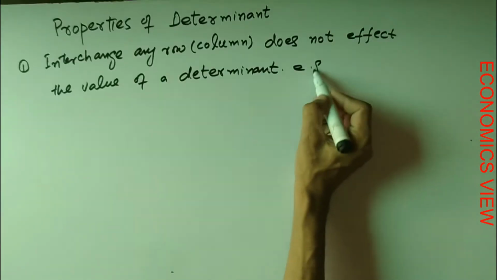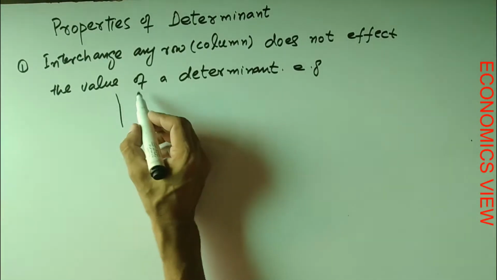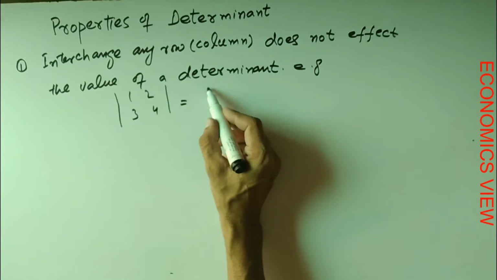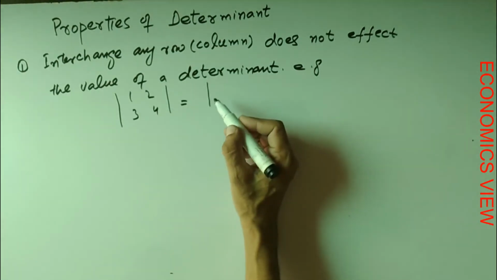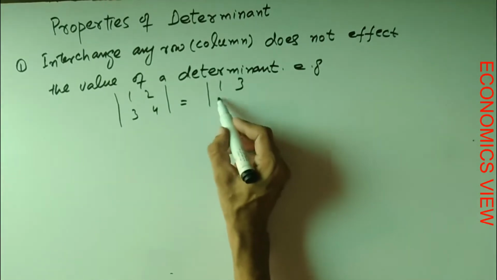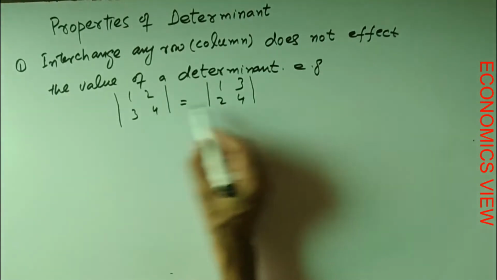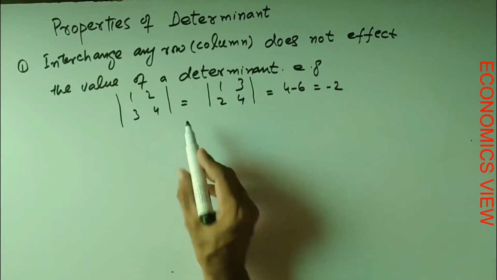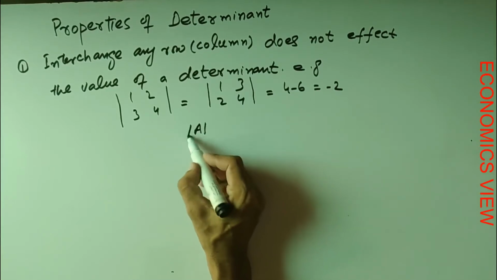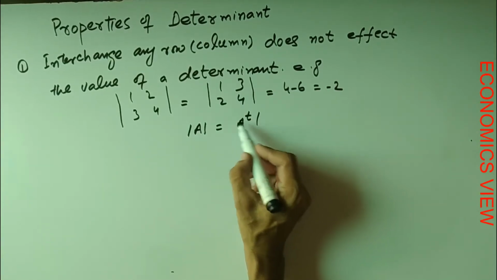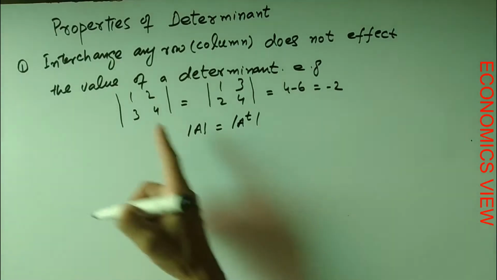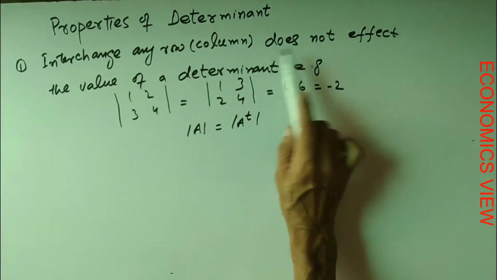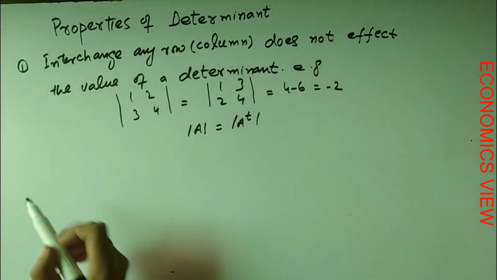For example, I can say that is 1 2 3 4. Now if we interchange, let's say I can say that is a transpose of the determinant. So 1 3 2 4. Both will have the answer, which is 4 minus 6, equal to minus 2. It means that the determinant of A becomes equal to the determinant of A transpose. So this will be the first property. That is, if we interchange any row or column, it does not affect the value of a determinant.